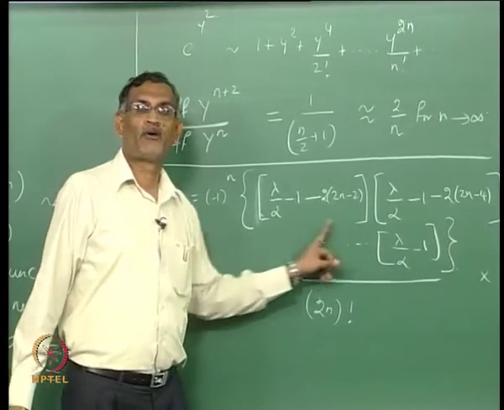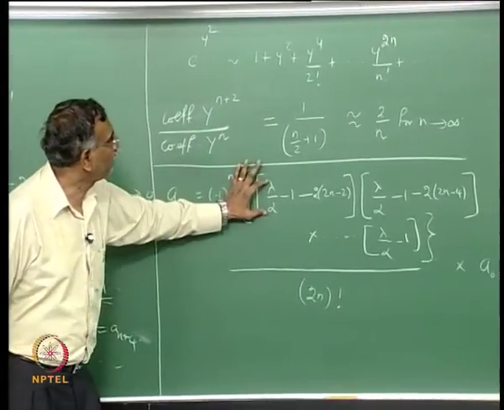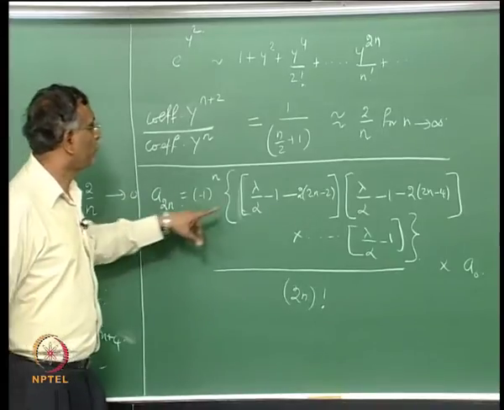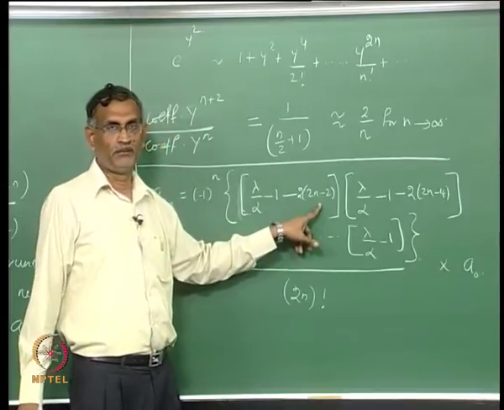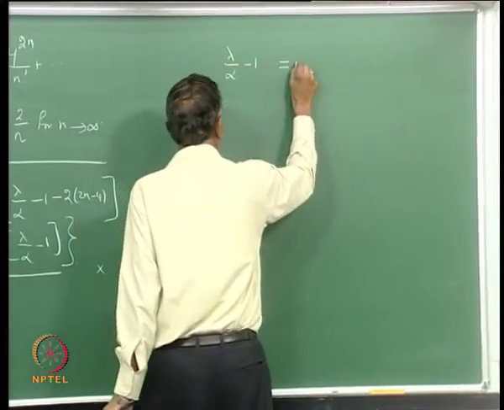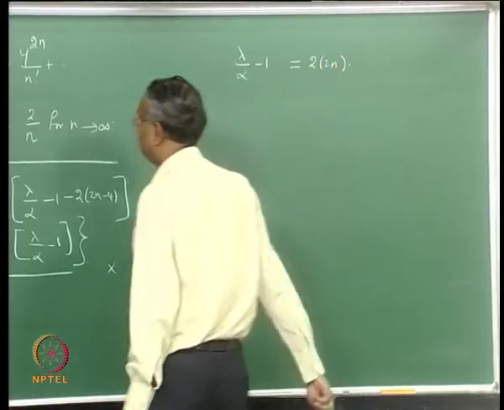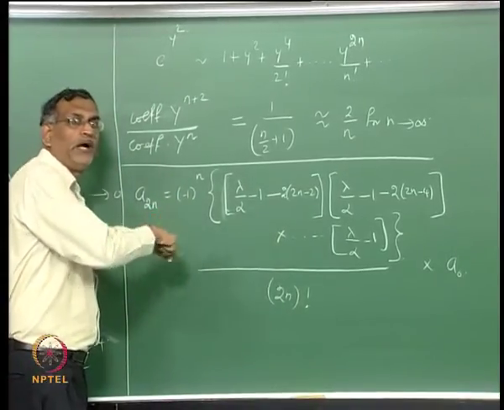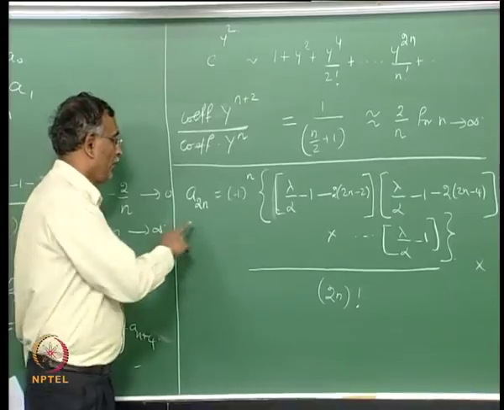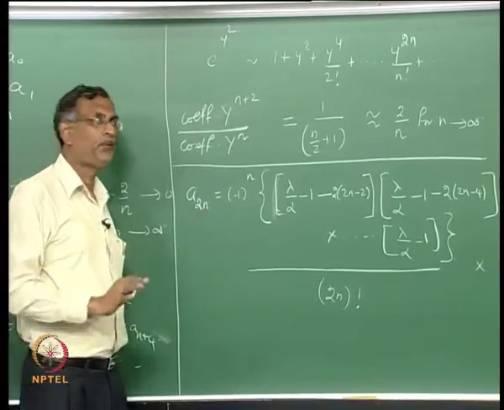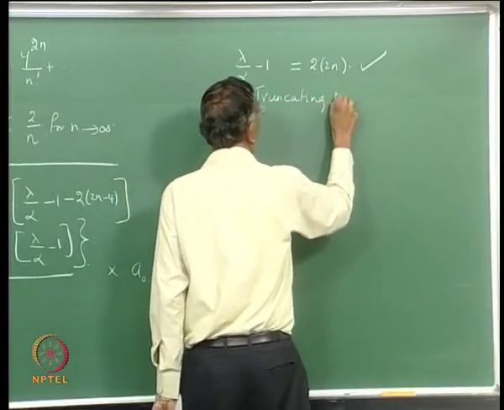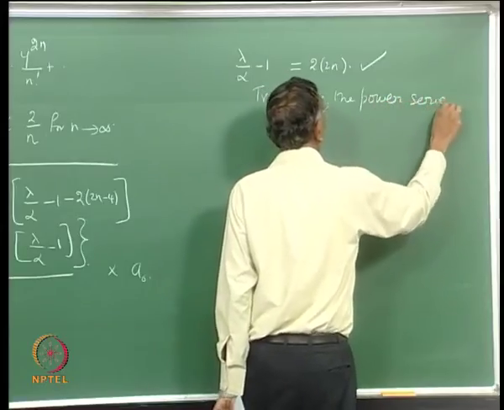That will be 0 if this leading term goes to 0, or if we choose lambda by alpha minus 1 to be equal to whatever follows. Here we are talking about a 2n. For a 2n plus 2, this will be lambda by alpha minus 1 minus 2 times 2n. That will be the leading term. Therefore, if we set lambda by alpha minus 1 equal to 2 times 2n, then you can see that a 2n plus 2 will be 0, and likewise all the other terms which involve a 2n plus 2. And so, every term in the power series with n greater than this coefficient will be 0. So, this is a way of truncating the power series to finite values.